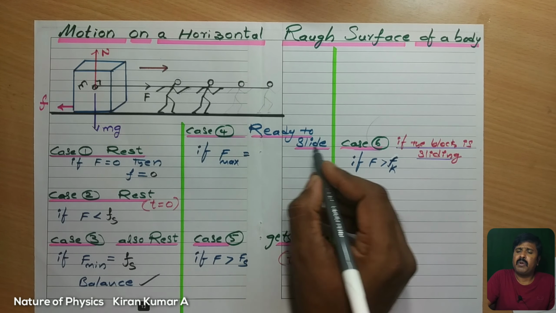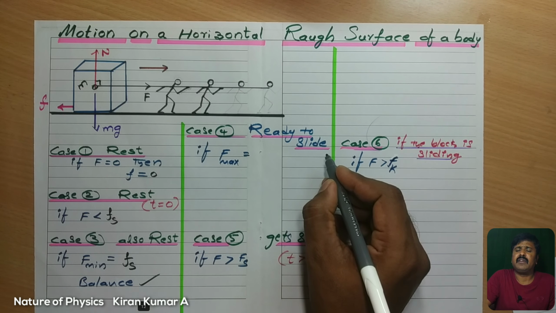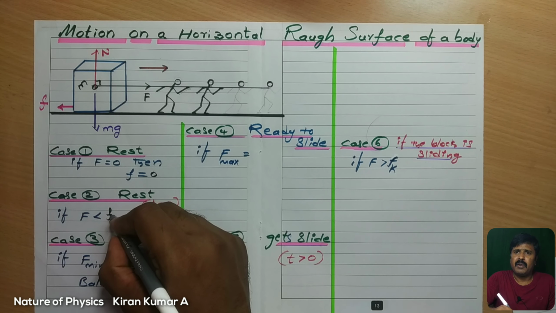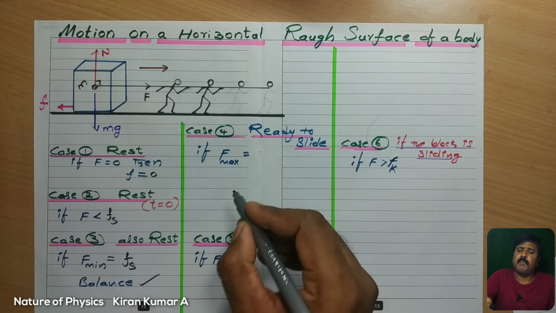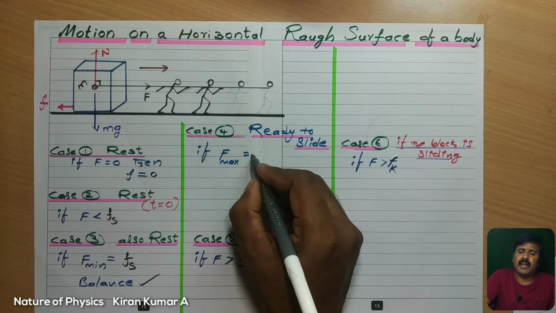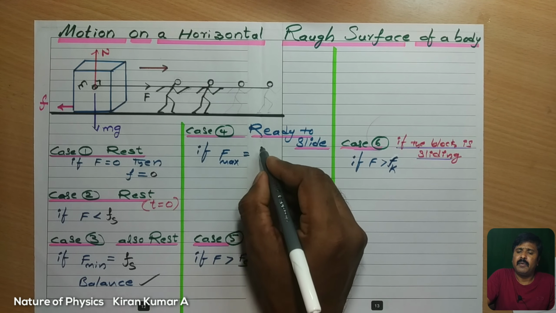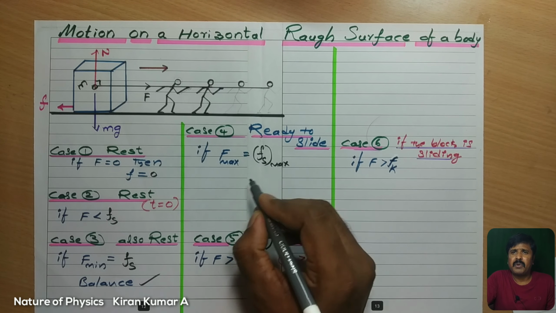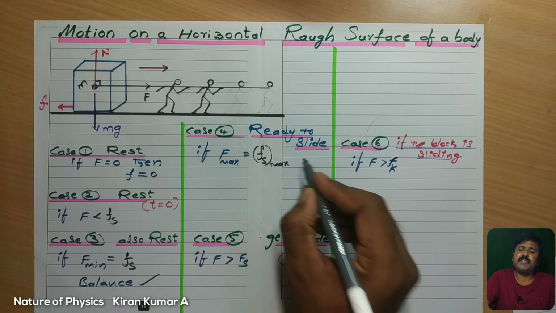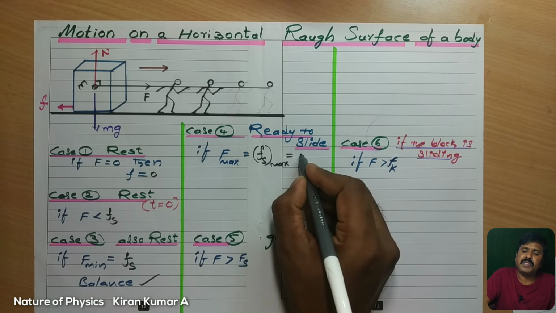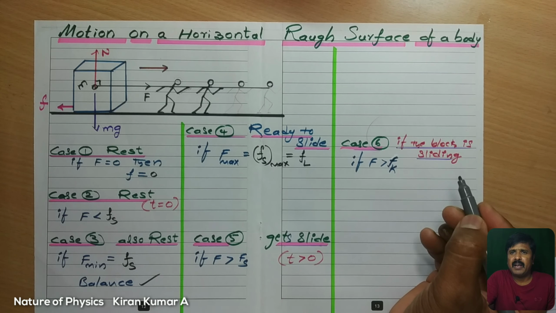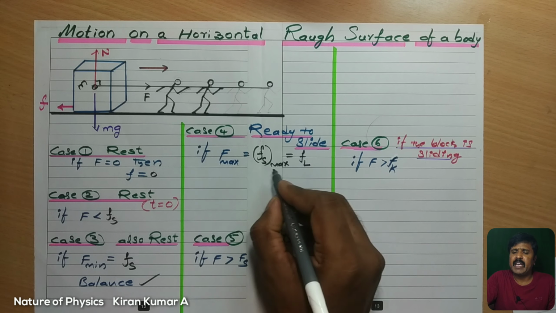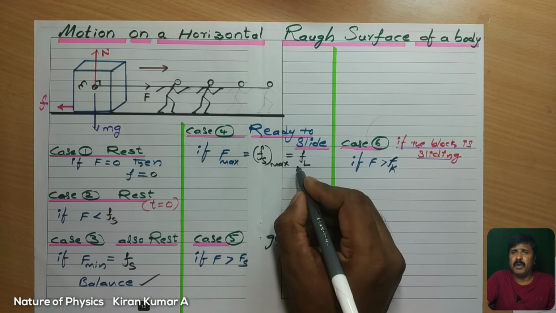And case 4, the body is ready to slide. Here the applied force is maximum. First 0, then minimum, continuously increasing, and finally it becomes maximum. In this condition I can write F as static friction maximum. So the force F is maximum, and the static friction is also maximum. The maximum static friction is called what, students? Limiting friction. Fl is the limiting friction.